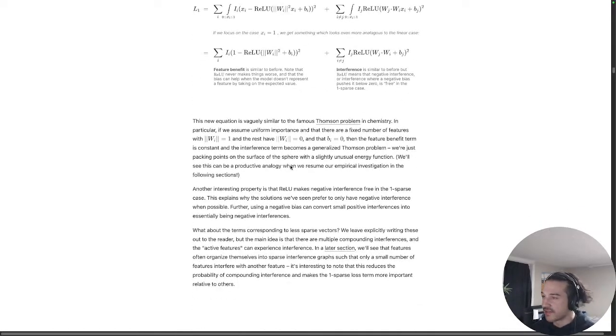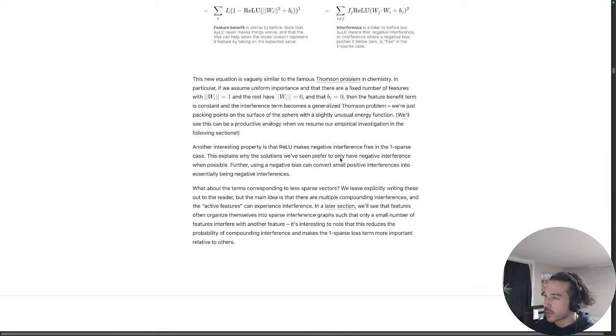This new equation is vaguely similar to the famous Thomson problem in chemistry. In particular, if we assume uniform importance and that there are a fixed number of features with norm of W sub i equals 1, and the rest have the norm of W sub i equals 0, and that bias i equals 0, then the feature benefit term is constant, and the interference term becomes a generalized Thomson problem. We're just packing points on the surface of the sphere with a slightly unusual energy function. We'll see this can be a productive analogy when we resume our empirical investigation in the following sections.